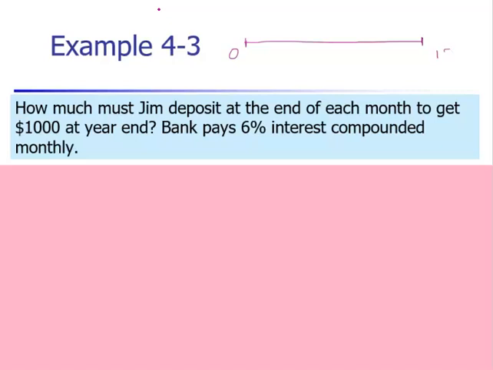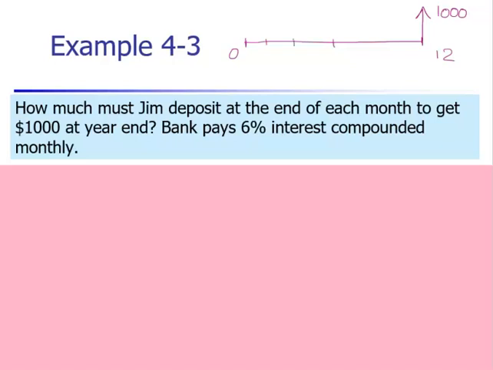Here we have month 12, and what he wants to get would be upward, $1,000 at this time. And now the question is about a deposit. Is it a one-time deposit? No, it happens at the end of each month. So in our terminology, it is called payments. How many of them? We have 12 of them.